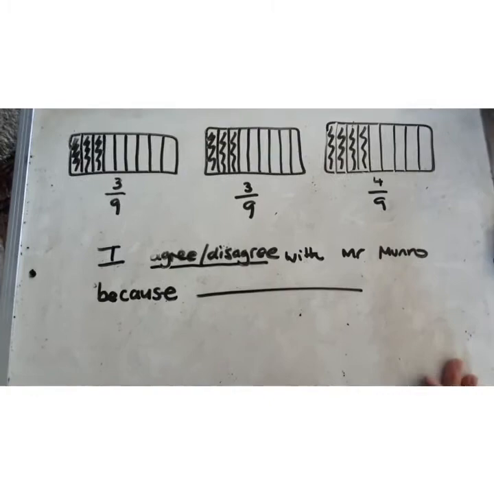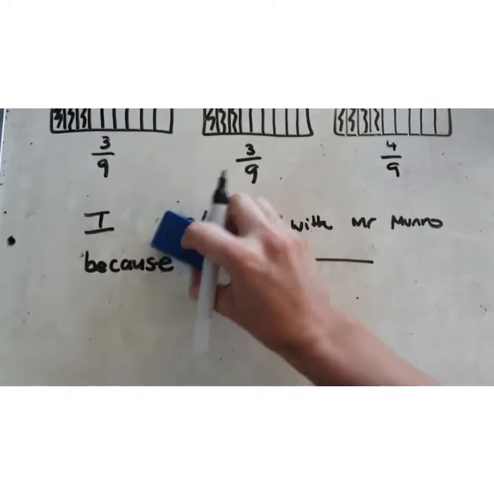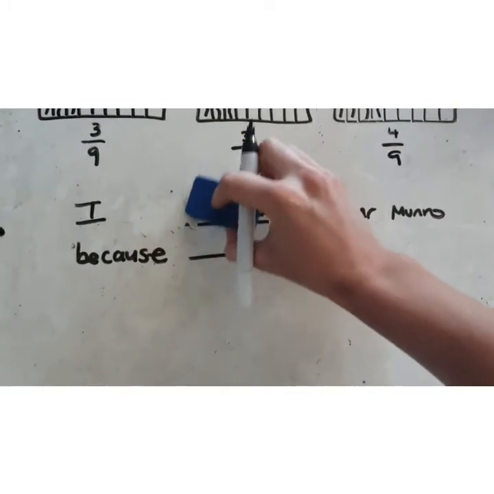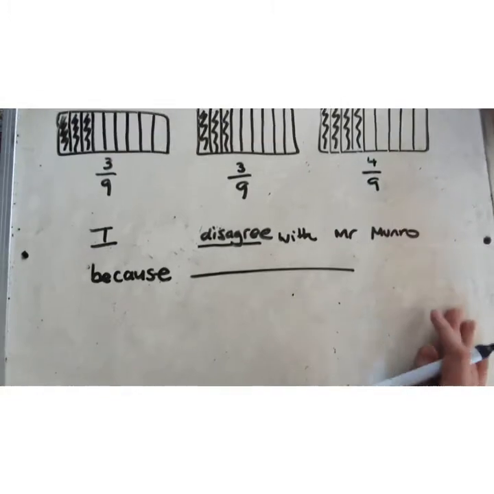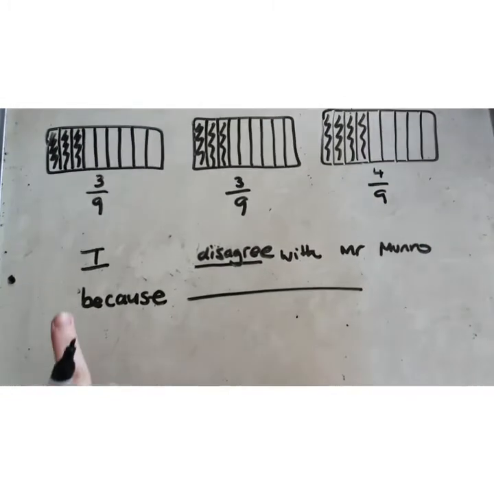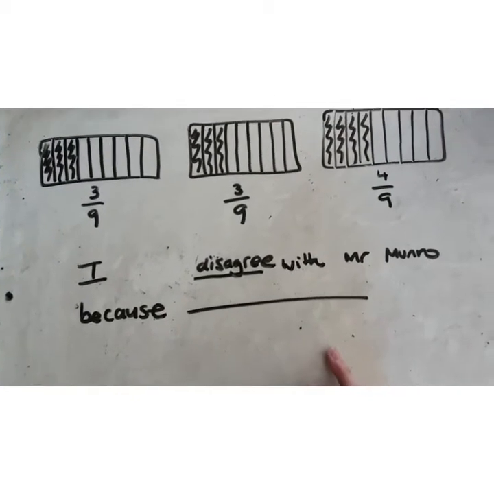Okay, if you are coming back, I would hope that you have said, I disagree with Mr. Monroe. Now, I don't advise you do this very often, but I'm sure Mr. Munro really wouldn't have got this question wrong in real life. So this time we are going to disagree with Mr. Munro, because that is not 3/9 times 4.